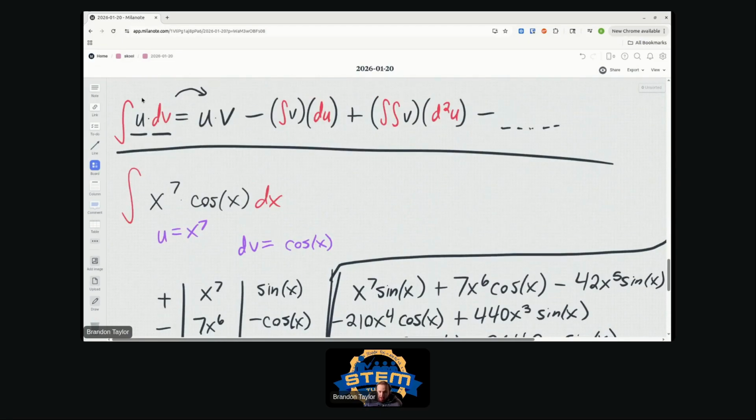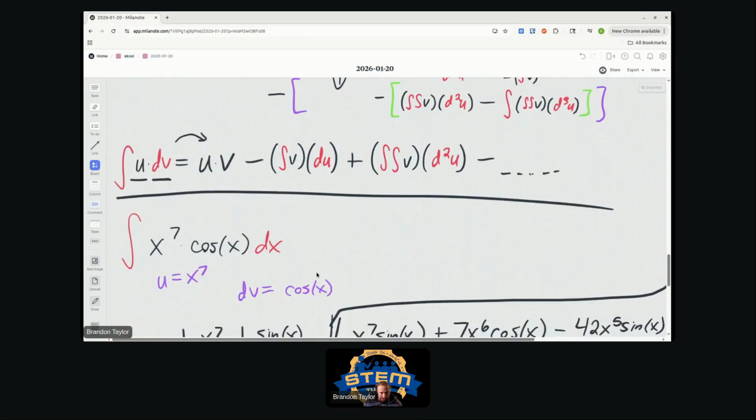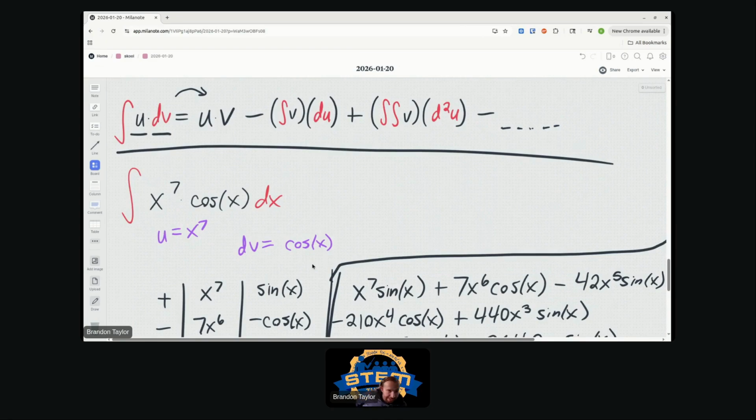To be honest, you can use tabular integration even if you're only doing it once or twice. In fact, you might find it easier. For some of you, maybe you'll find it easier to just never use the integration by parts formula and just always use tabular. Even if you only have to do it 1 time or 2 times, it's better to get in the habit of that.